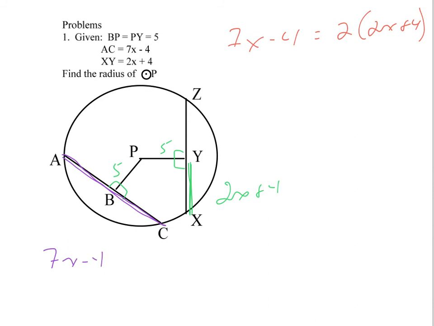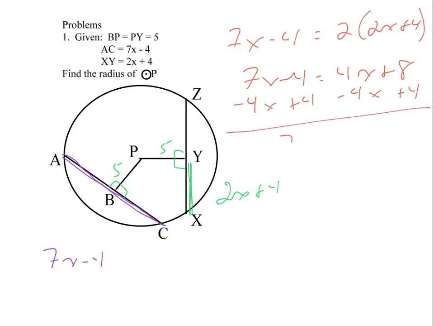Okay, that being said, we can find x. So let's do 7x minus 4 is equal to 4x plus 8. I'm going to subtract the 4x. I'm going to add the 4. It looks like I get 3x is equal to 12, so x equals 4.